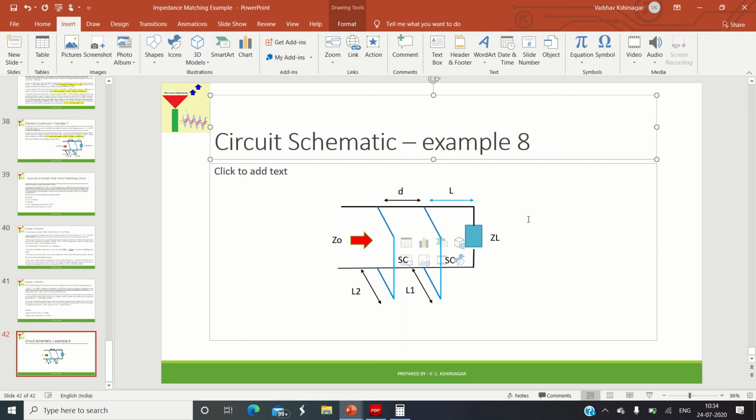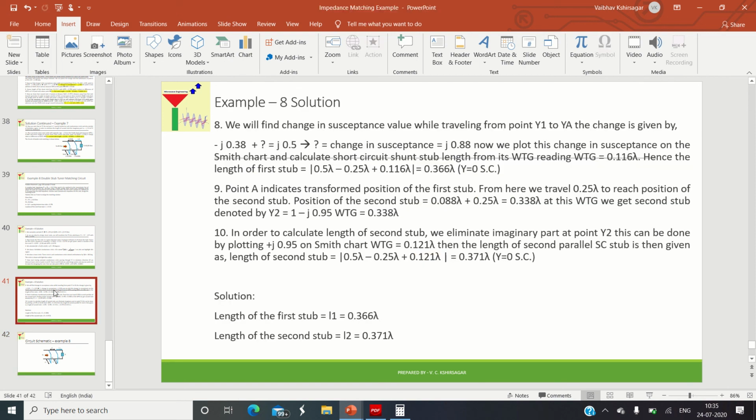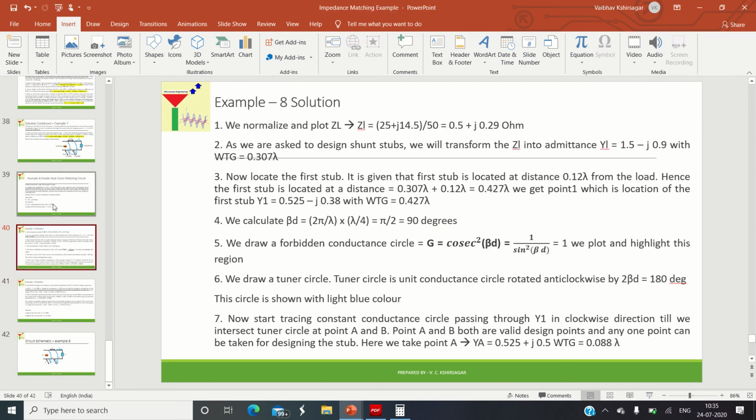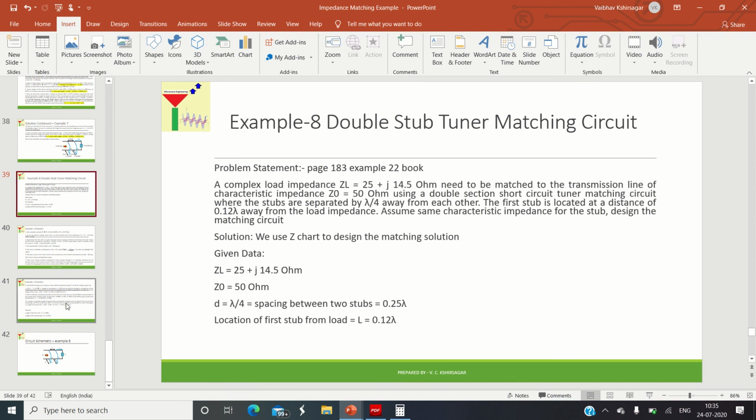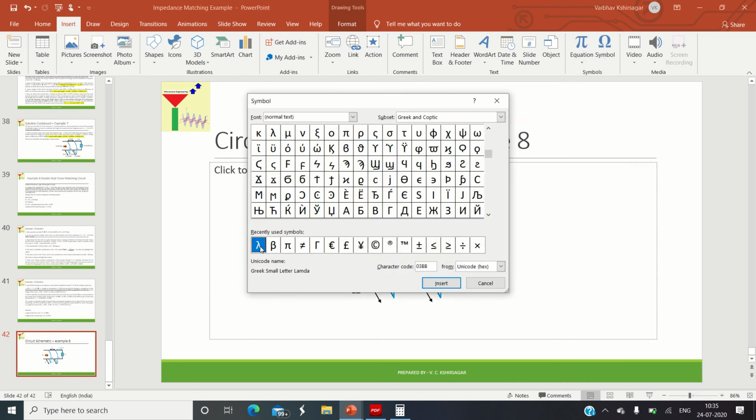That is the second example of a double stub. Okay, so here the length is non-zero. So what was the length over here? The first stub is located at 0.122 lambda. So how much distance? The first stub is located at 0.12 lambda away from the load. So that was given, and that I will write as 0.12 lambda.